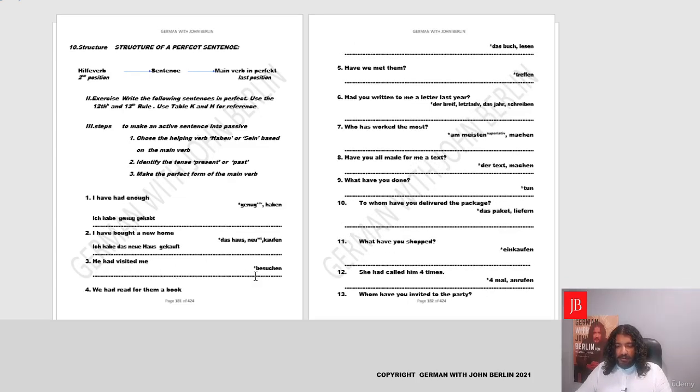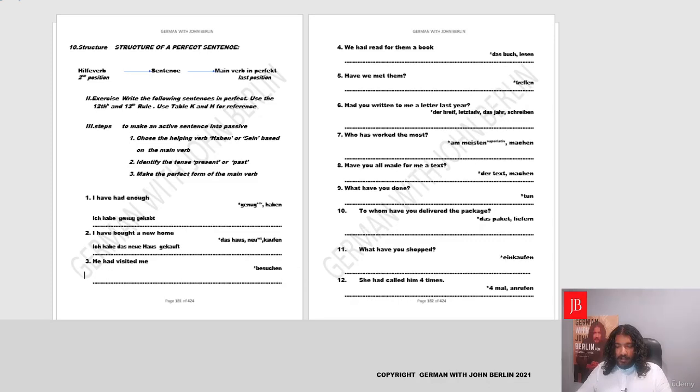Perfect. He had visited me. All right, now again, we'll find the helping verb based on the main verb. The main verb is visited. Now visited is basically not a fundamental movement. We'll choose the helping verb haben. The tense is past. So we'll choose hatten and we'll say hatte. He had. Yes, visited me. Whom had he visited? Me. It's accusative. So ich, mich, mir. We'll say mich. Mich. And the verb is besuchen. It begins with a B. All the B starting verbs do not get a GE. So we'll write besucht. Not gebesucht.